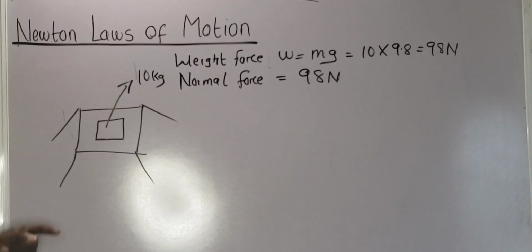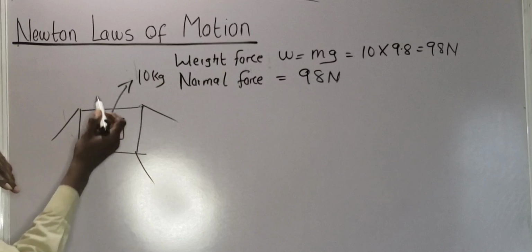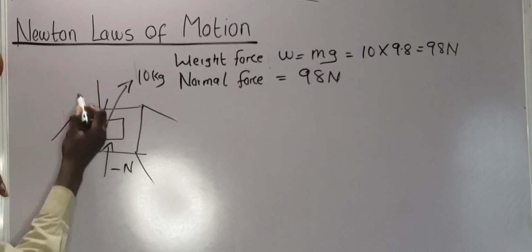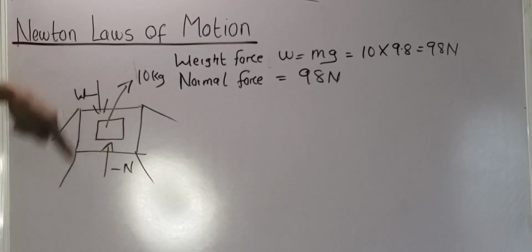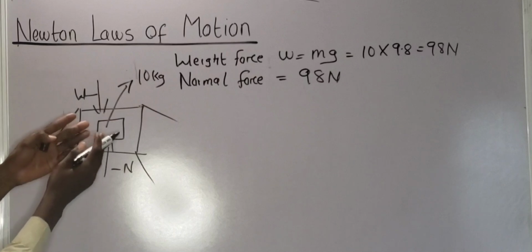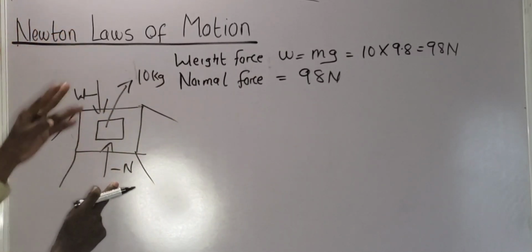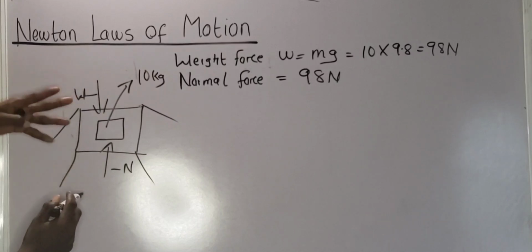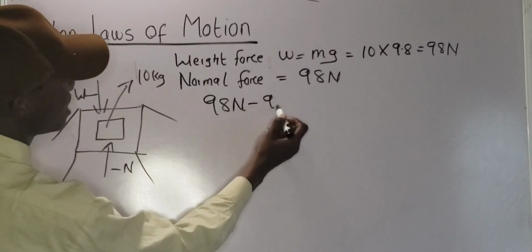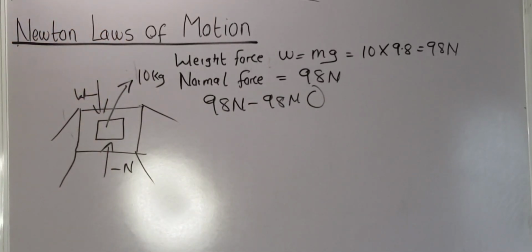0. Do you understand? Because the weight force is acting in this direction and the normal force is acting in this direction. This is the weight force, okay? So to make the box balanced on this table, the normal force is 98 Newton and the weight force is also what? 98 Newton. So therefore 98 Newton minus 98 Newton is what? 0. Do you understand? Because we have two forces acting in opposite directions. Okay?